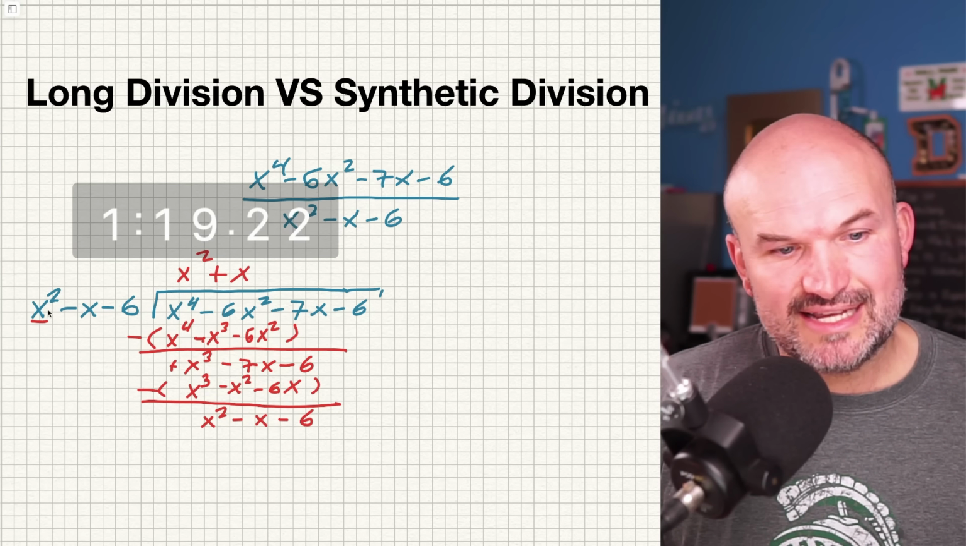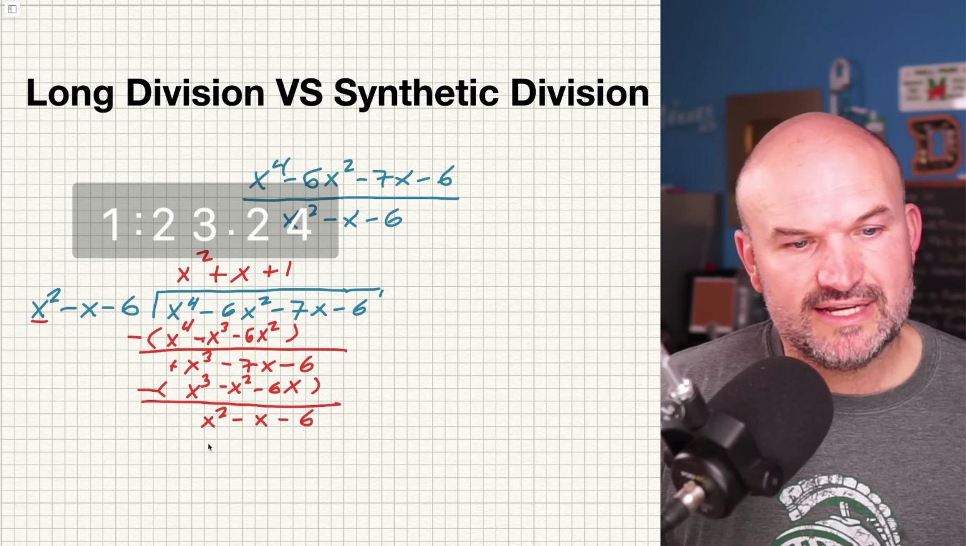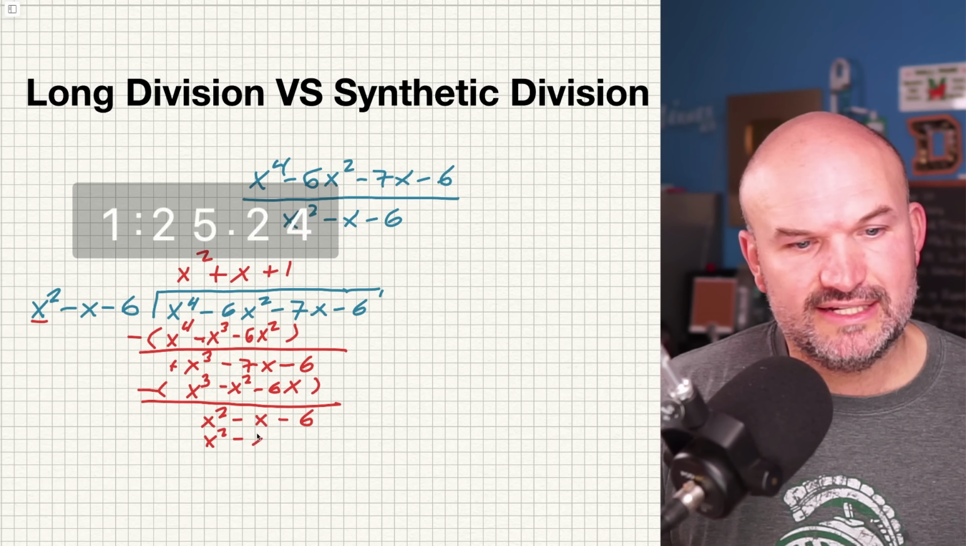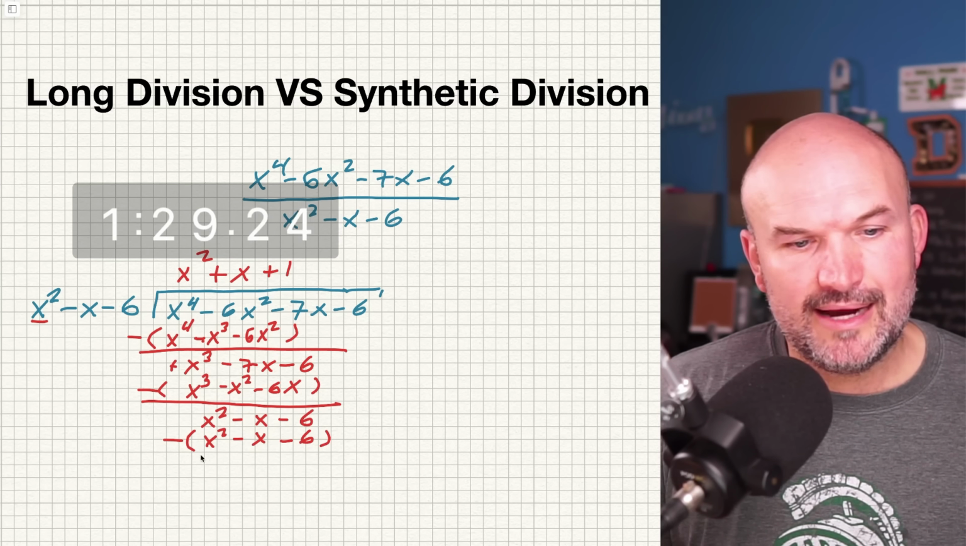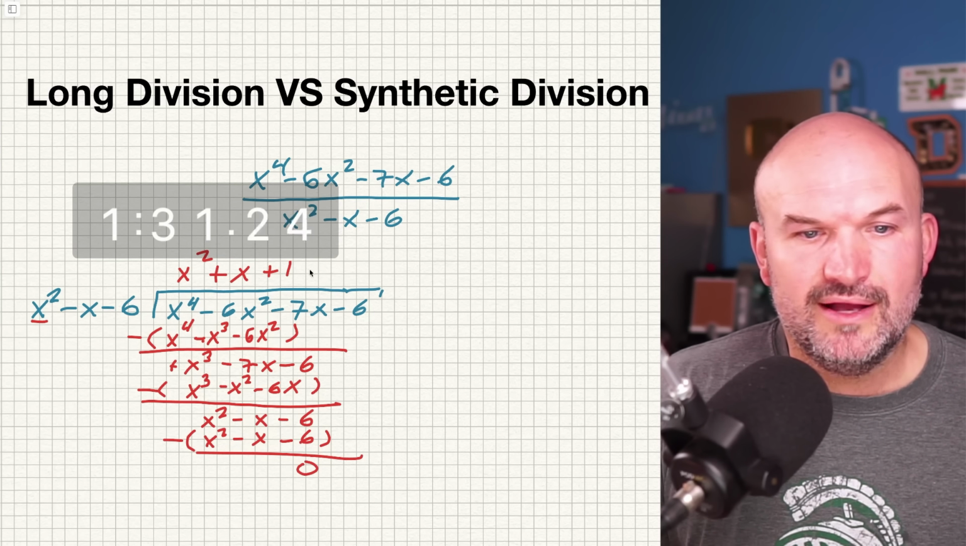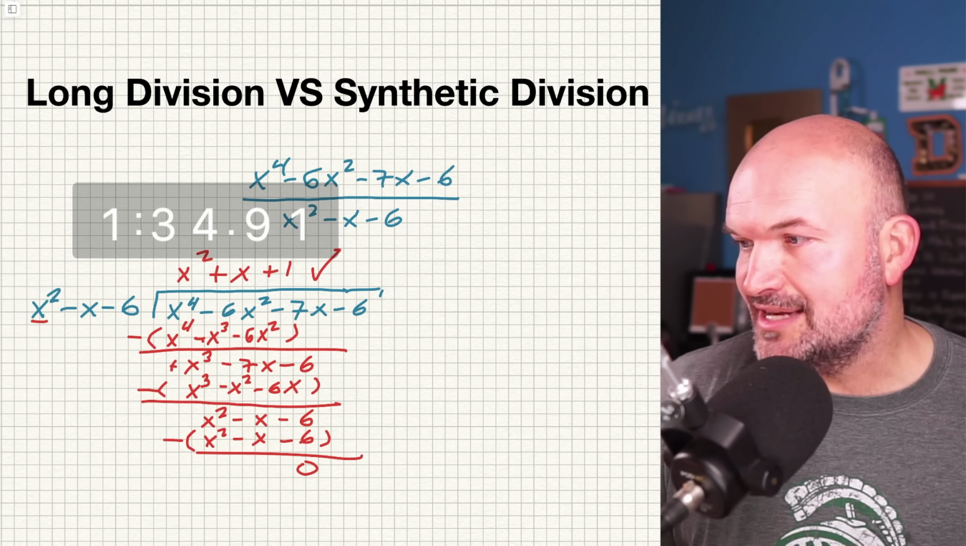All right, notice it's the exact same. x squared goes into x squared. That's going to be a positive 1. Multiply 1 times everything, and we should get the exact same result, which we do. So when I subtract those, ladies and gentlemen, I'm going to get a remainder of 0, and this is going to be your quotient. So let's go and pause that.